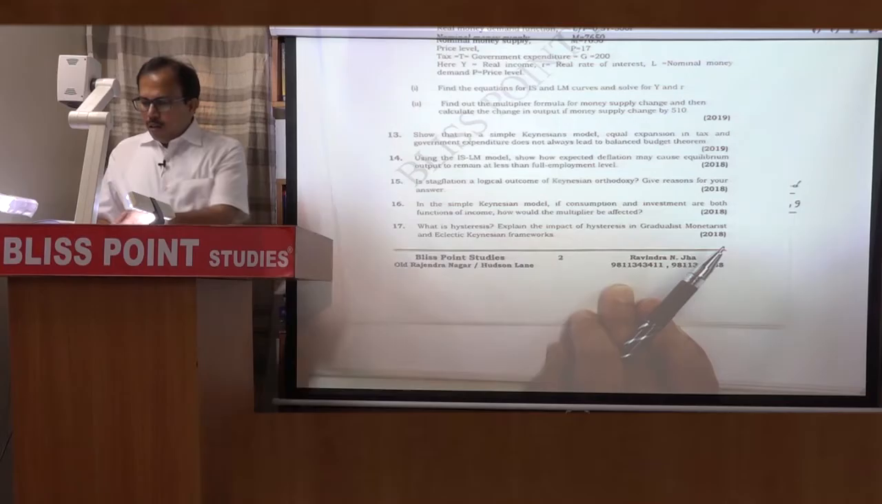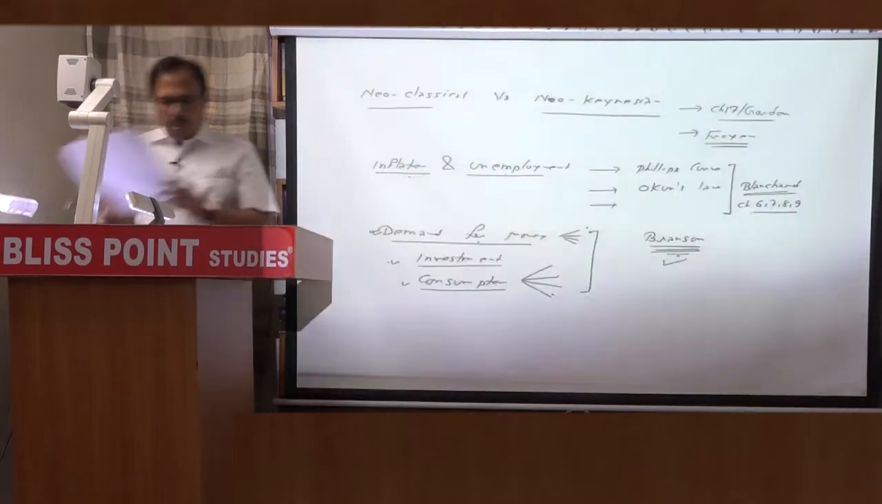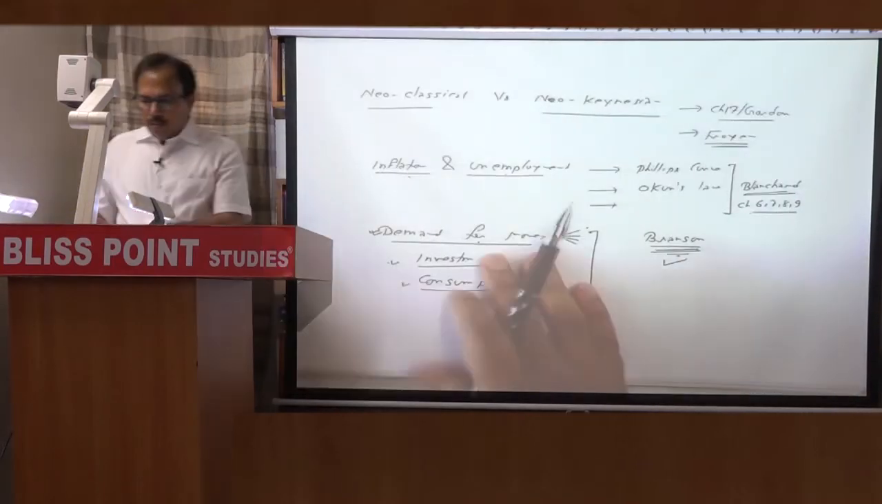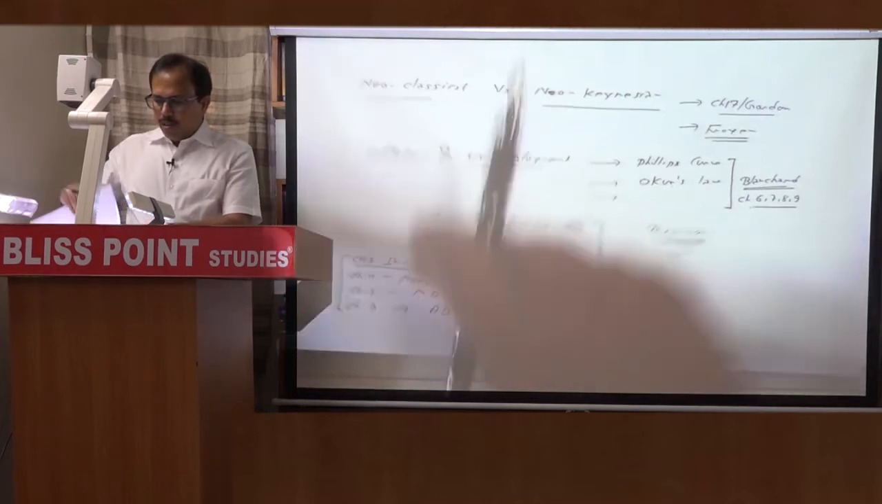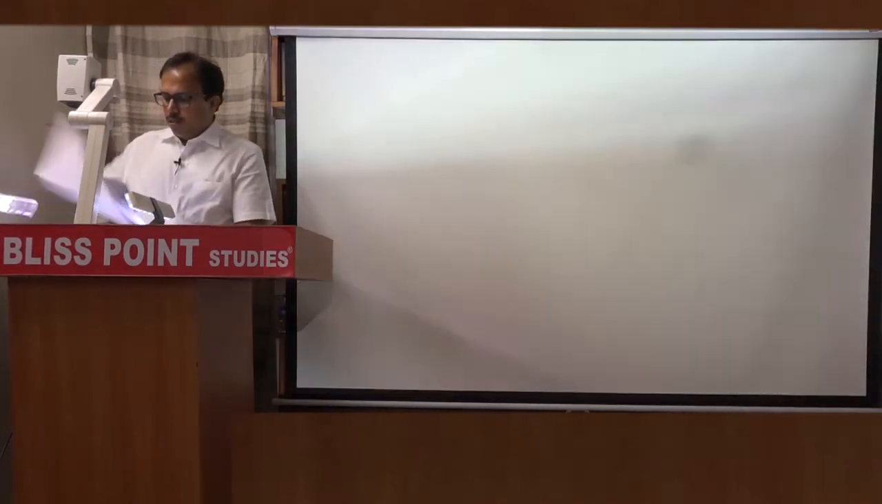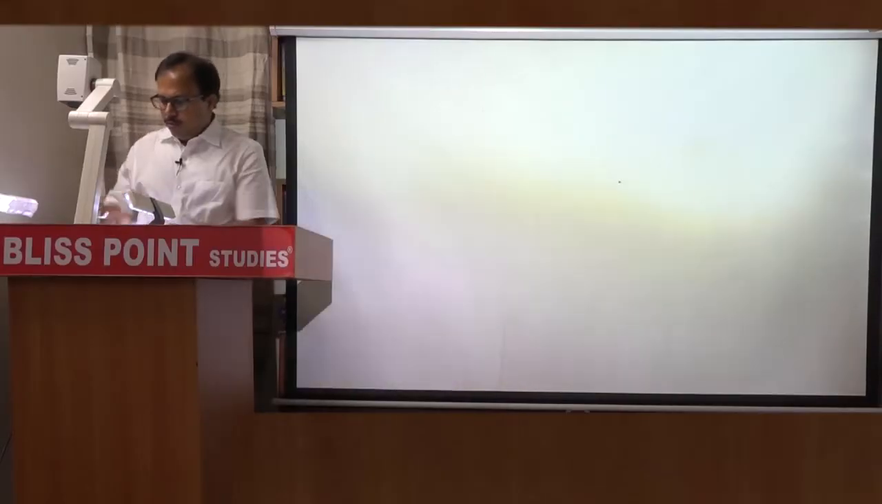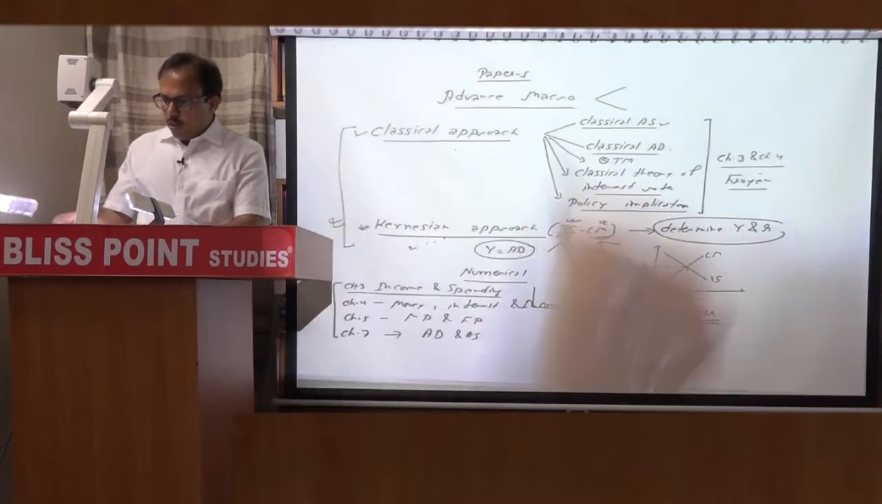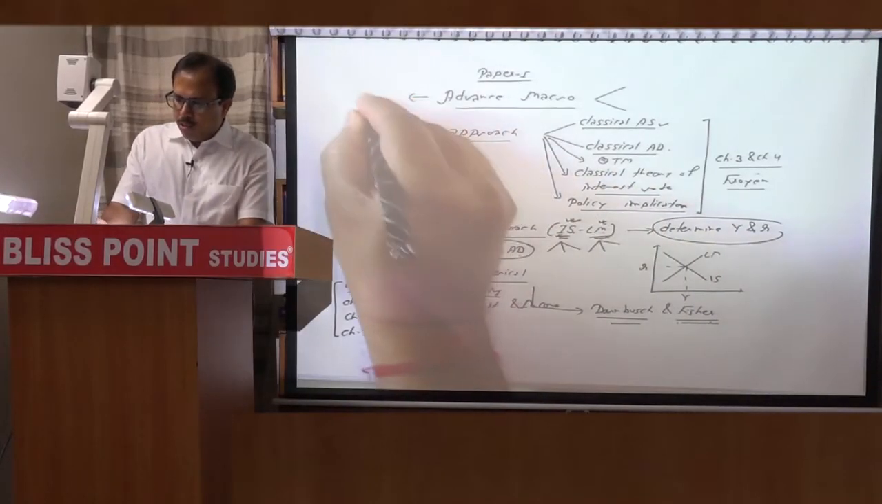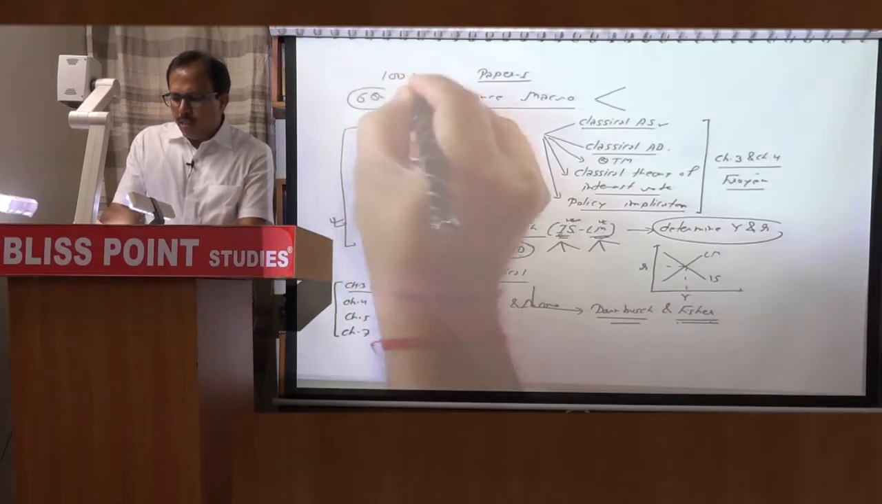Clear? So the weightage for macroeconomics is 6 sub-parts. You know the source, and the weightage is around 6 questions, roughly you can say 100 marks.